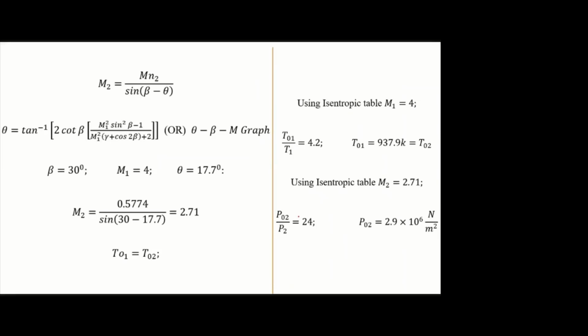And once we know the Mn2, we can find the M2, but theta is the unknown. What you said 40, it is just 17. You can use this formula or graph. See in that graph, here theta, here Mach number, here beta. Okay, you have to take beta and Mach number. From that you have to find the theta. Okay, right? Beta is 30.